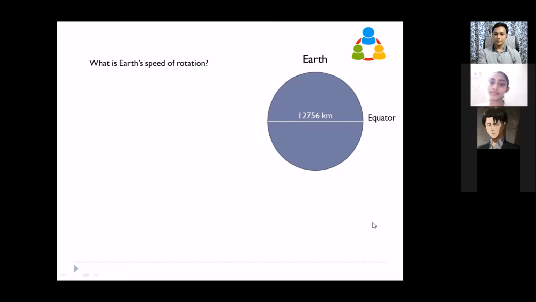12,756 divided by 24. That is not right. 12,756 by 24 is the speed if you are going from one point on the equator to the other point on the equator, through the Earth. If you walk in 24 hours, that is your speed. That is not what we are doing. You are not walking through the center of the Earth. It is the circumference that matters.